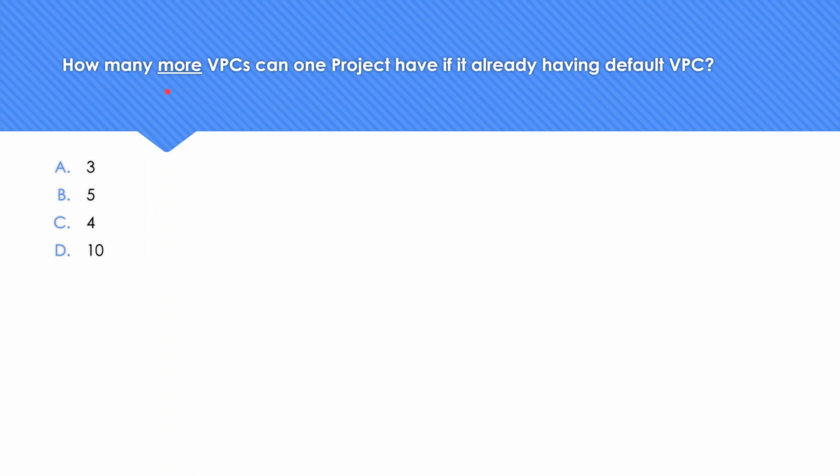How many more VPCs can one project have if it is already having a default VPC? Okay, folks, read the question. You'll get something like this in the exam. You'll make mistakes because you're super excited. So easy a question, and I already see a couple of you made a mistake. Anil B and Deepak Bandari got it correctly so far.